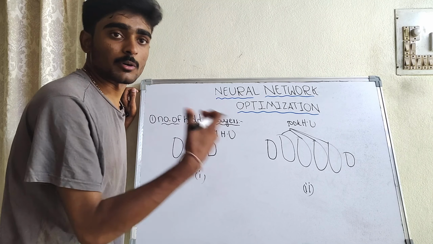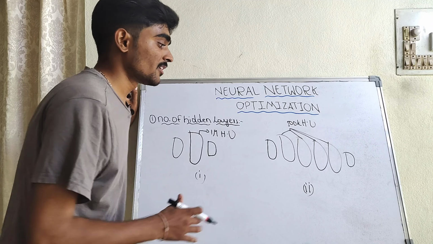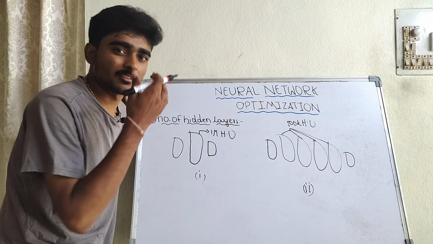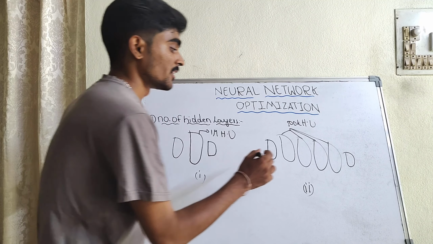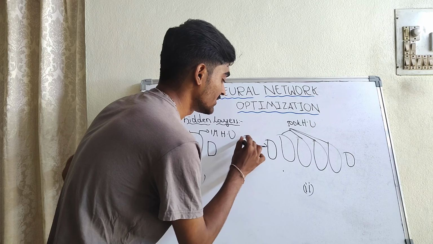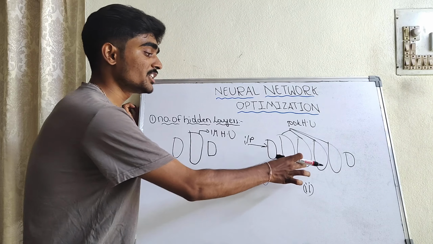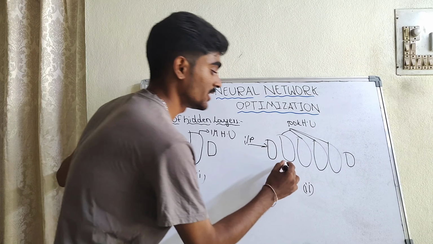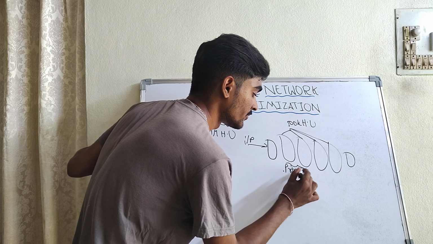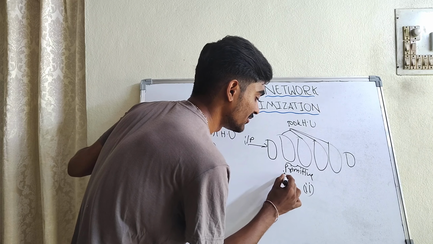Why do I support the second approach? Because deep learning uses representation learning. What is representation learning? In deep learning, when you pass the input data, the initial hidden layers extract primitive features.